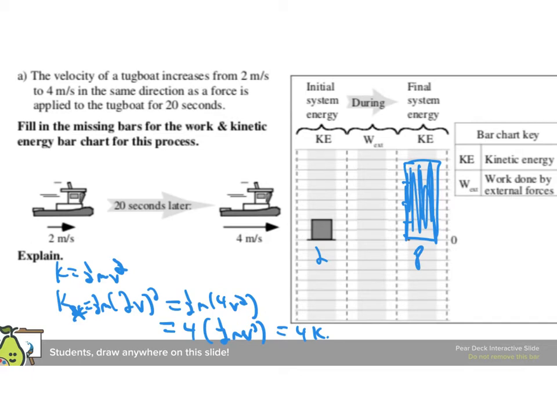And since the work is the change in kinetic energy, it must be 8 minus 2, or 6 blocks. 2, 4, 6 blocks. So that's our work done. Notice that the 20 seconds played no role whatsoever. It was just a distractor.